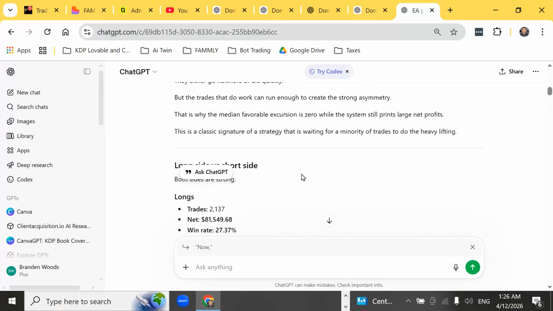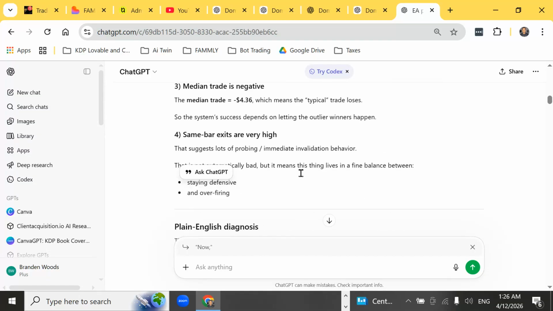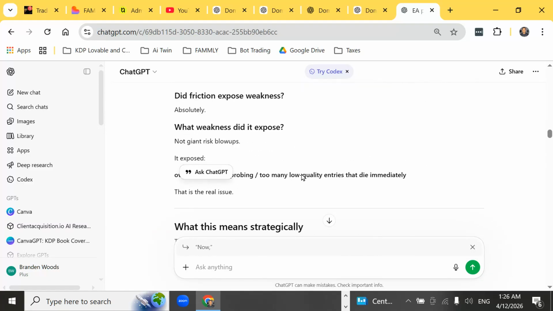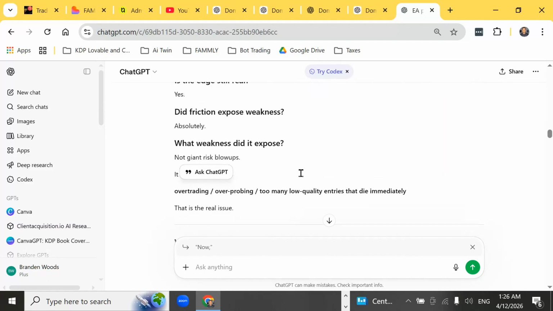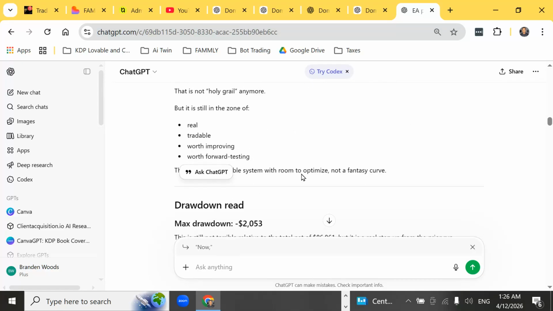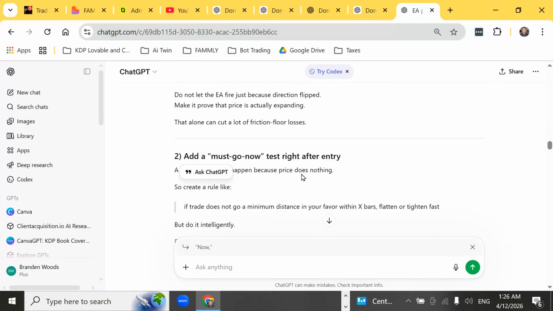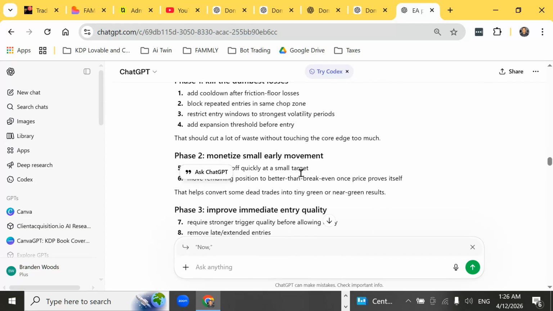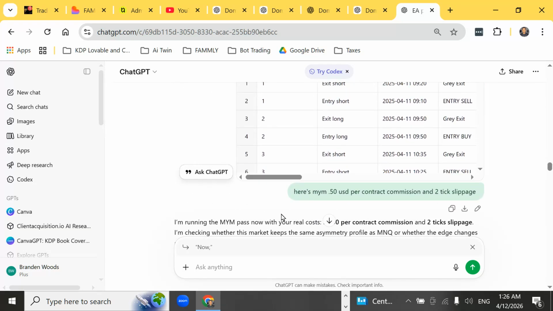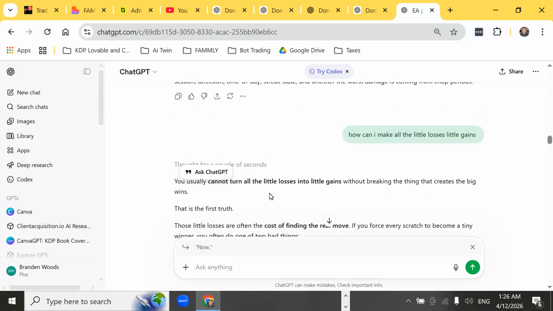So that's how it was with regular settings, and then I pushed it a lot further in terms of stress, in terms of commission and slippage, just in case. And I always do that before I let anything go. So that's MYM.